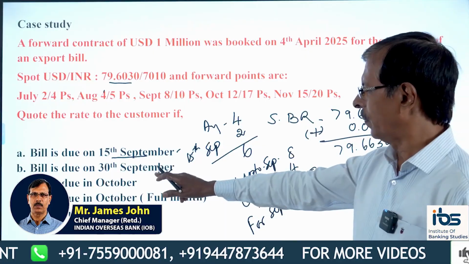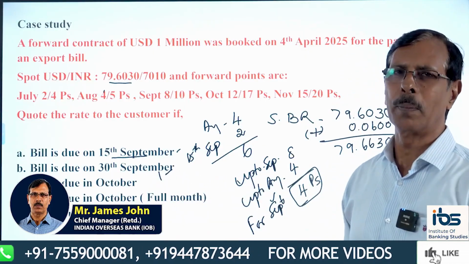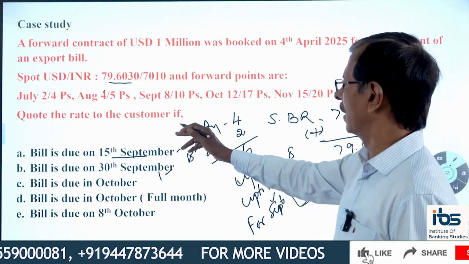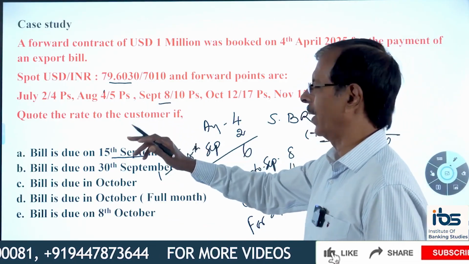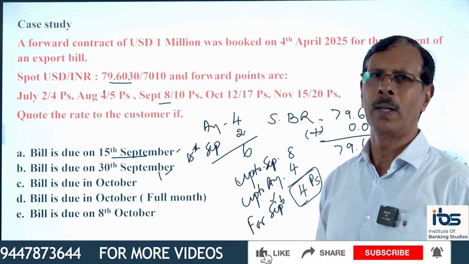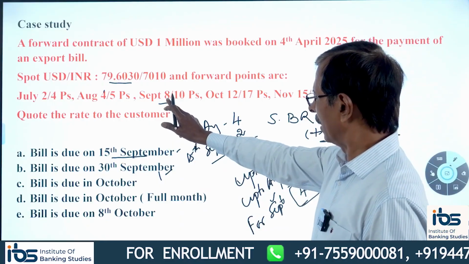Coming to the next one, bill is due on 30th of September. So 30th of September, there is no confusion. You can just take the forward points up to September because 30th September is the end of September. And up to September, it is 8 paise.